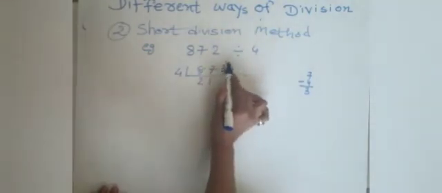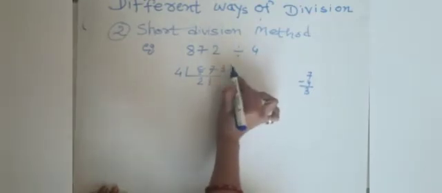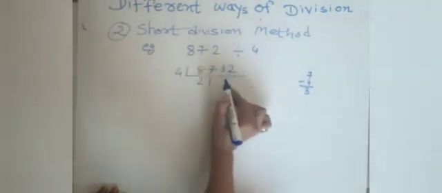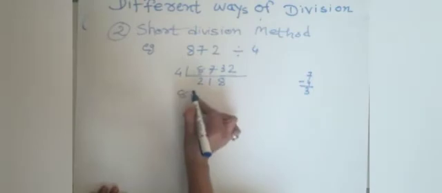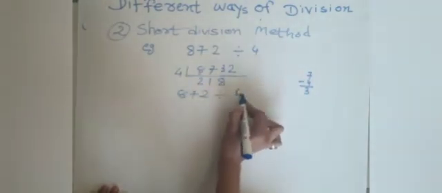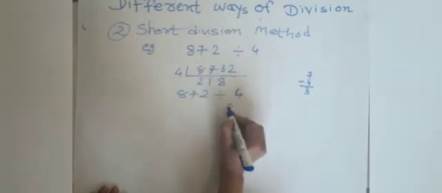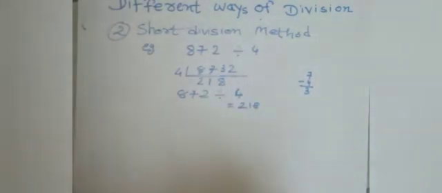Now consider the number as 32 instead of 2. Instead of 2, we consider the number is 32, and 4 eights are 32. It is exactly divisible. So our answer: 872 divided by 4 is equal to 218. It is the short division method.